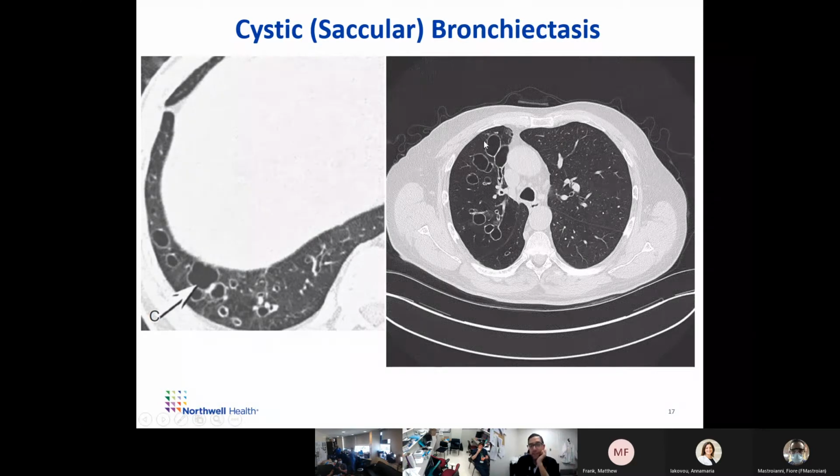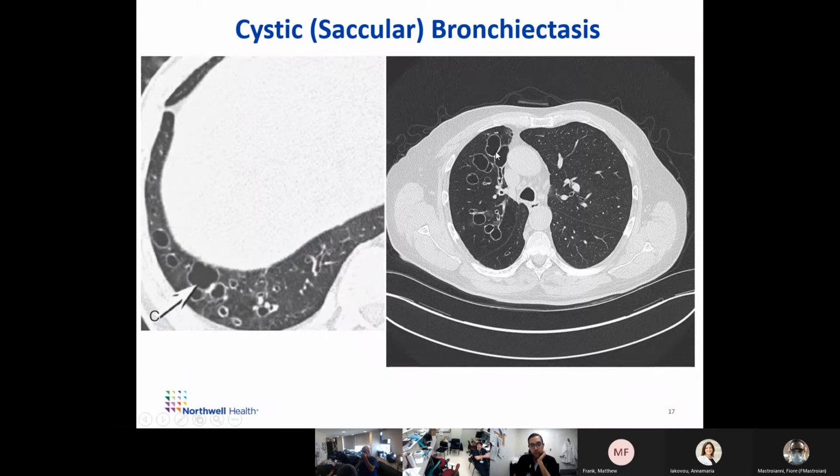So you can also see these little focal outpouchings. One of the key questions to answer is: is this cystic lung disease or is this bronchiectasis? One of the ways to tell is, does it extend from an airway? You can see the airway here, and then these focal outpouchings of the distal airways. This is cystic bronchiectasis.